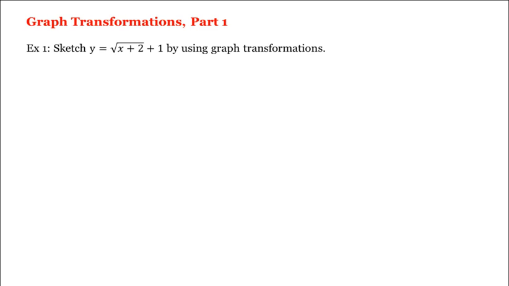There are transformations that we call translations, which are rigid movements of graphs. And then there are also transformations called stretching, shrinking, and reflecting, which aren't rigid movements of graphs. In this lesson, we're going to be looking at the translations, or rigid movements, of graphs.